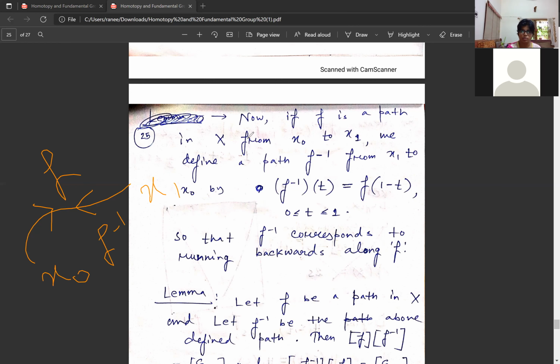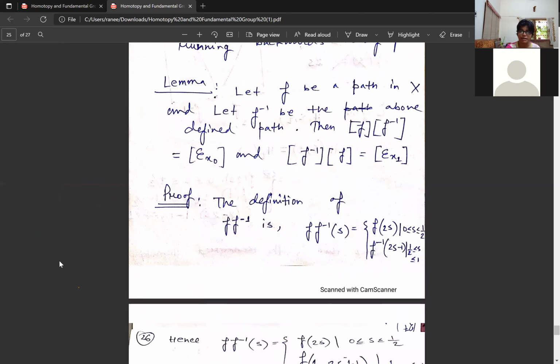Okay, now there is a lemma again. Let f be a path in x, and let f inverse be the path defined above. Then the homotopy class of f product with the class of f inverse is homotopic to epsilon x naught, and similarly for x1.